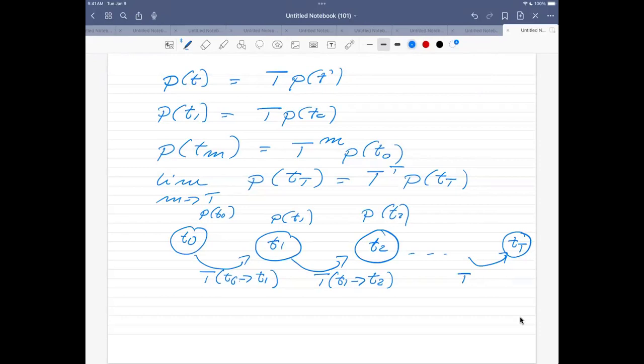Sorry, let me just rewrite that one. To the final state T of T. And then we have a final probability of P of T of uppercase T.